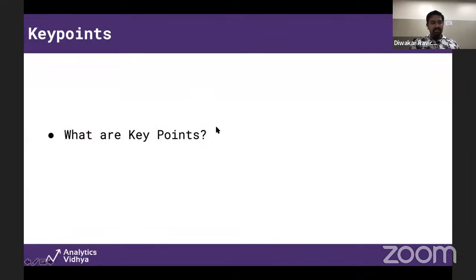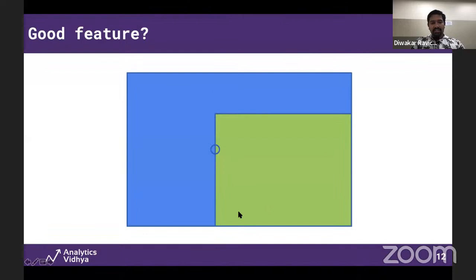I think it's important for us to understand what these key points are, and let's define them right now so that we understand mathematically and have a definition for them down the line. In this sort of image that I have, assuming this is a place, assume that this circle is supposed to be a key point. Is this a good key point? What do you think is a good key point here?